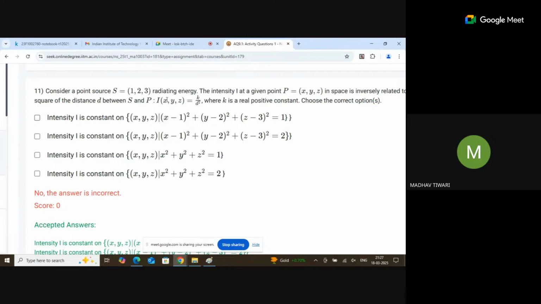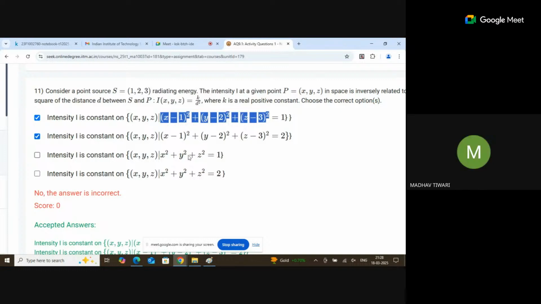So how do we find out the distance between P and S? Simply subtract: x minus 1 square, y minus 2's whole square, and z minus 3's whole square. So it will be the distance square, right? Here it is given x minus 1 square, y minus 2 square, and z minus 3 square is 1. So the intensity at that point will be k by 1. This is the distance square, right? Distance square value is given as 1. If distance square value is 1, then at that point, intensity will be k. So intensity is constant. Here also the intensity will be constant because distance is fixed here.